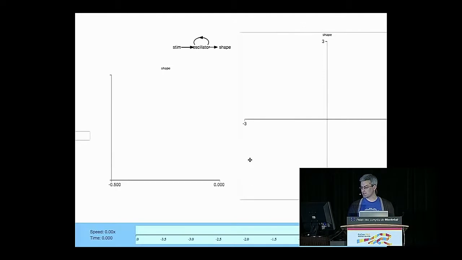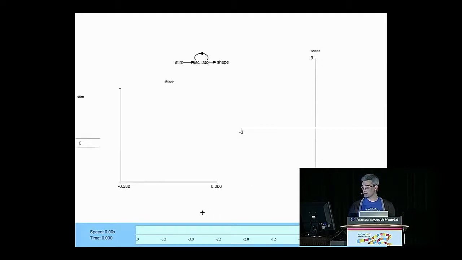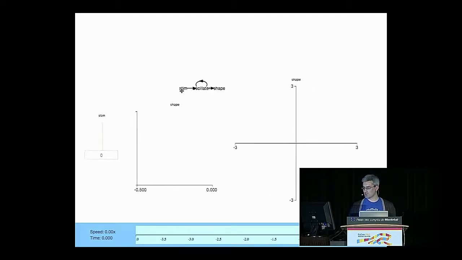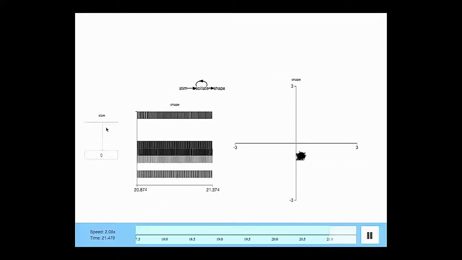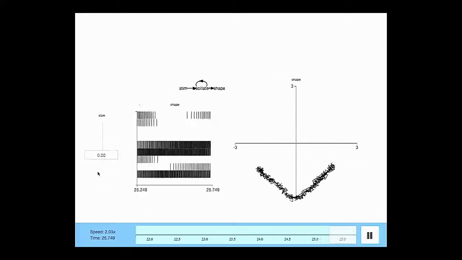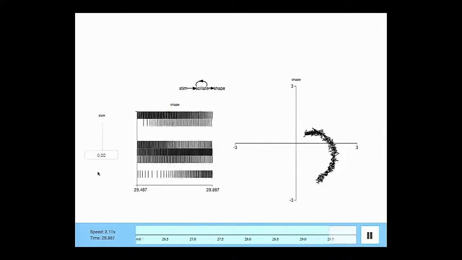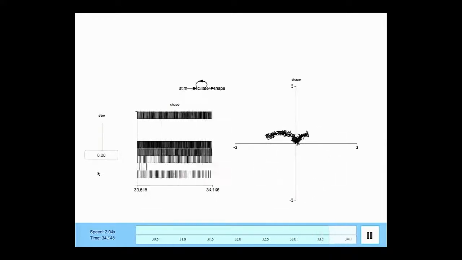So in here, we get a miniature version of our network. So our stim node, the oscillator population, the shape population. If I press play, it starts simulating. You can see that this is indeed working in continuous time. Time is just flowing across that x-axis. We're generating spikes, and we're representing values. I can give this a little kick in our stim, and now it represents a function that we've encoded here, an exotic function in a two-dimensional space.